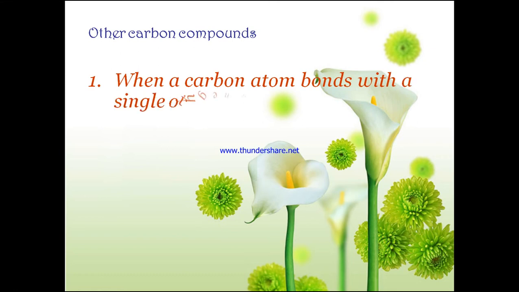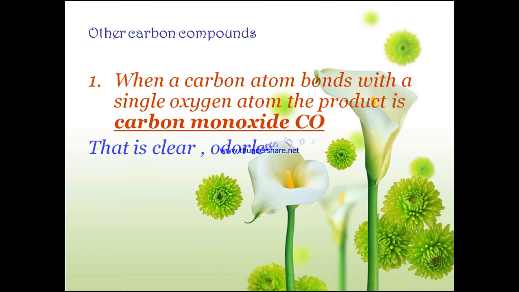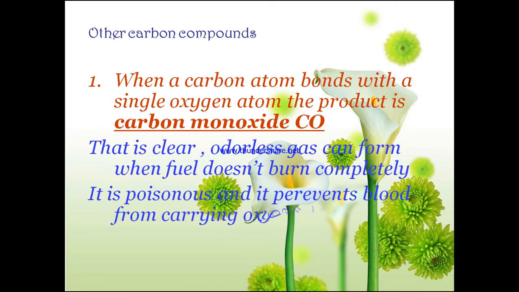Other carbon compounds. Here, again, when the carbon atom bonds with a single oxygen atom, the product is carbon monoxide. So here there is just a single oxygen, one oxygen, according to the Latin numbers mono, di, tri, so it's carbon monoxide, not dioxide. When it becomes CO2, it's carbon dioxide. Carbon monoxide is a clear, odorless gas that can form when fuel doesn't burn completely, but when burned completely, it produces carbon dioxide. It is poisonous and prevents blood from carrying oxygen to the rest of the body. So it is very dangerous and can lead to death.